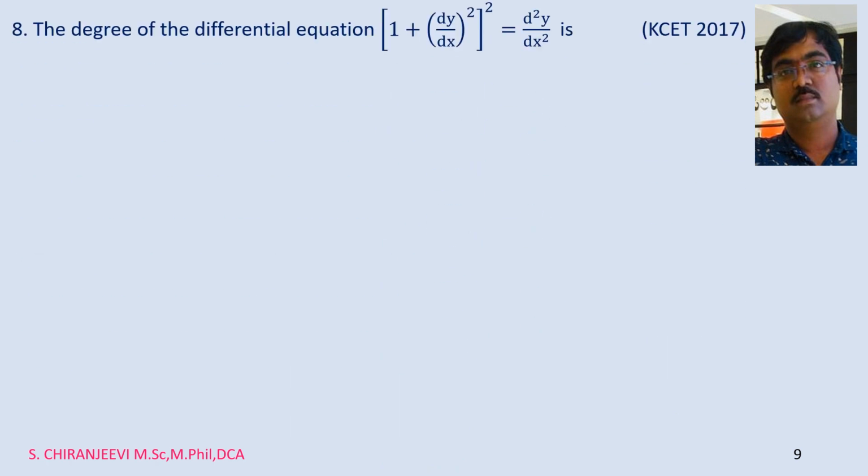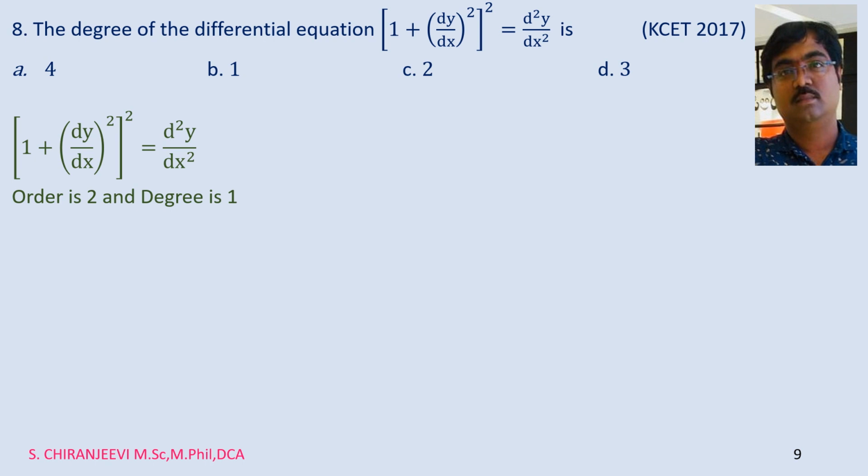Next problem, the degree of the differential equation 1 plus dy by dx whole square equal to d square y by dx square is, which is asked in the year 2017. Options are 4, 1, 2 and 3. So here from the given equation, 1 plus dy by dx whole square is d square y by dx square. So in this problem the highest derivative is 2 and power of it is 1. So order is 2 and degree is 1. So the answer is option B.